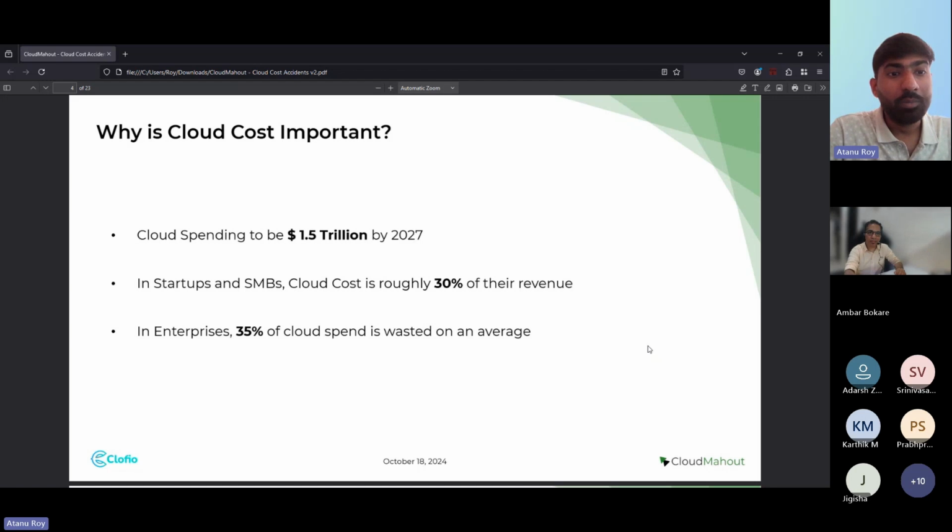Not only that, for SMBs and startups, roughly 30% of their revenue is going into cloud, because these days most organizations are tech driven. Most of these products are being born in cloud, right? People are building their tech on top of cloud, and they are spending almost 30% of their overall revenue on cloud. But more interestingly, if you go towards larger organizations, enterprises, 30% of their cloud cost goes into waste. So this 35% does not contribute to their business goal. They are spending the money, but they are not getting any ROI out of it.